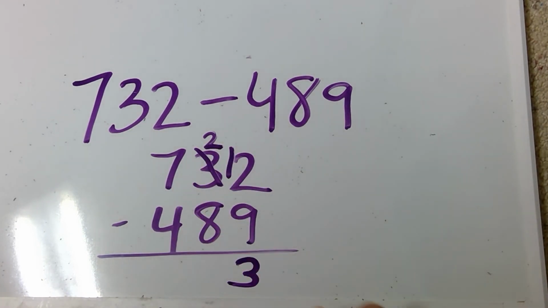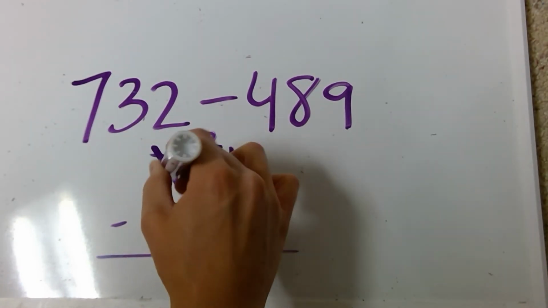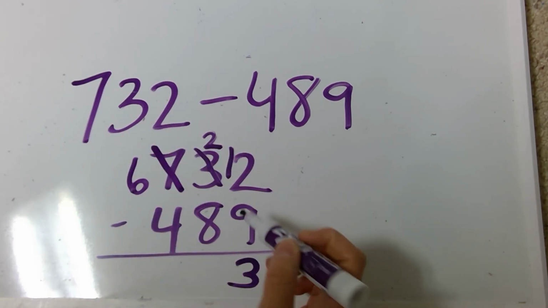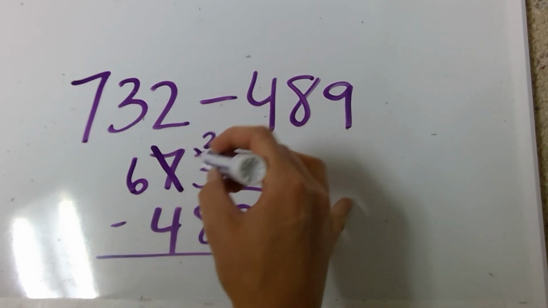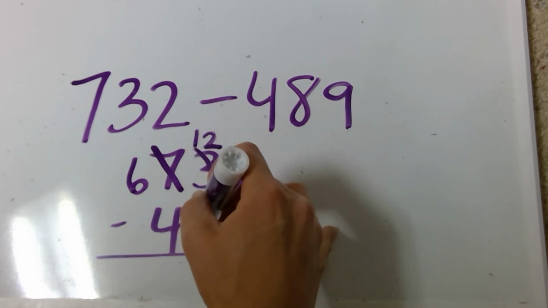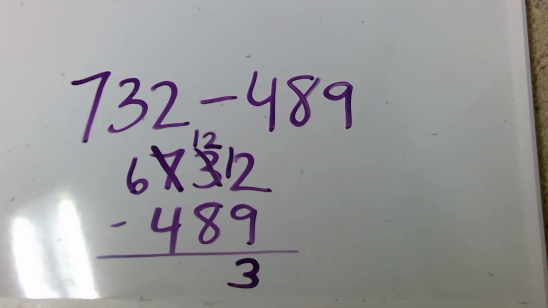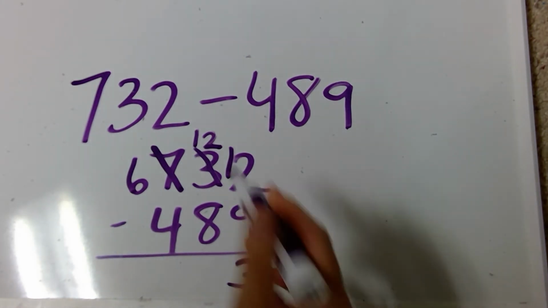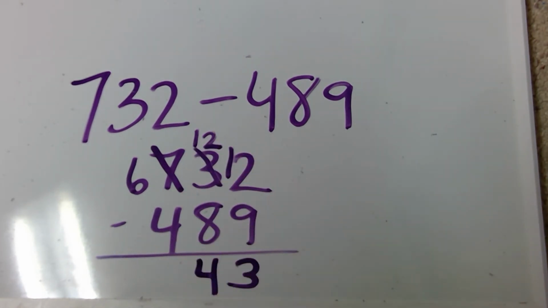2 minus 8, I can't do that. So I have to borrow from the 7. It becomes a 6, and that 1 that I just took then gets added onto that 2. So now that's 12. Now 12 minus 8, if I count it back, 11, 10, 9, 8, 7, 6, 5, 4. So 12 minus 8 is 4. And then 6 minus 4. So if I count back, 5, 4, 3, 2. So the answer is 243.